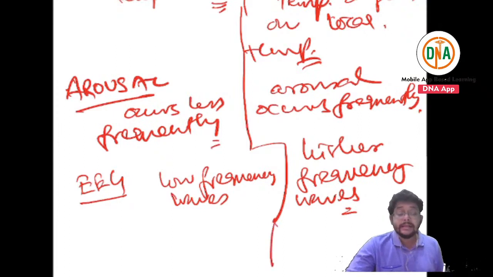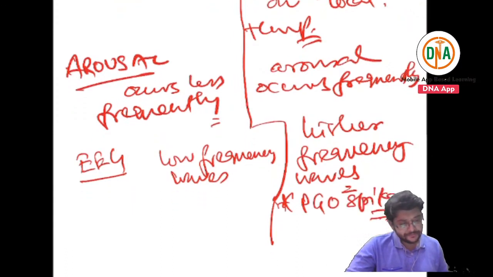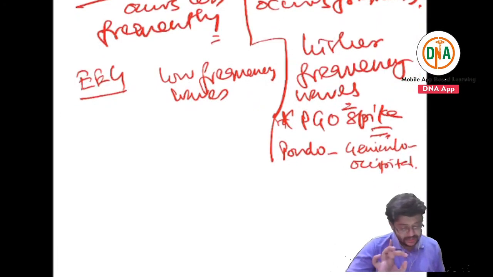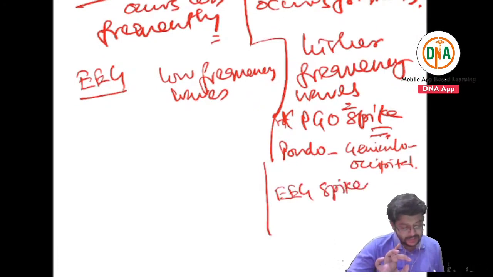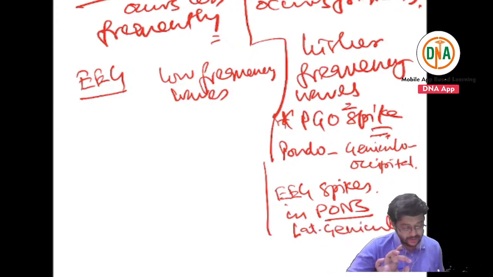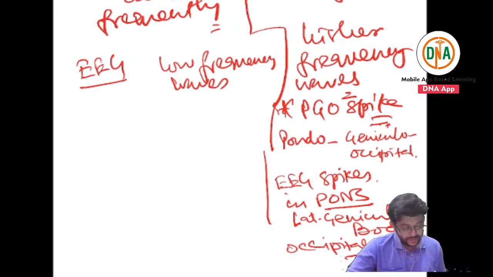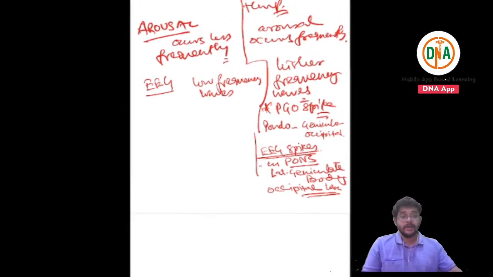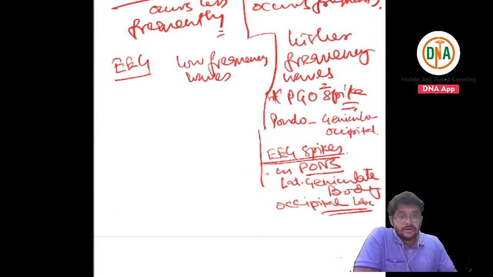There is one particular thing seen in REM sleep which you need to remember, that is the PGO spike. This is ponto-geniculo-occipital. What is this? There are EEG spikes in the pons, lateral geniculate body, and occipital lobe. These are the three places where there will be EEG spikes in REM sleep. I will give you some time to write it properly. I think this is enough for you. First prof, take your time and also ask me if you have any query.